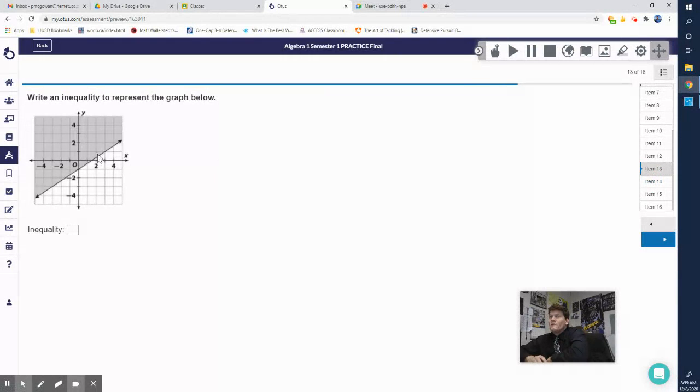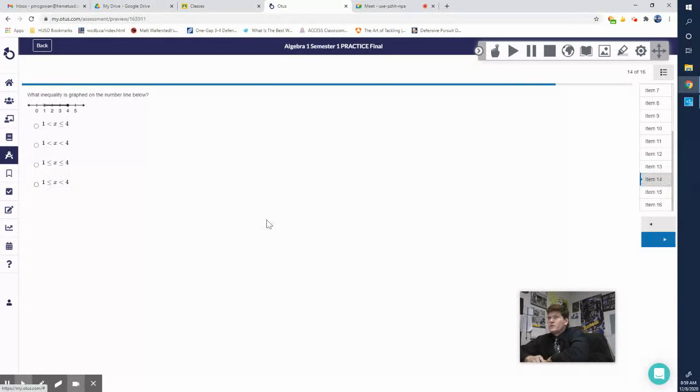Number 13, you have a graph of this inequality. Tell me what the inequality is. Y greater than or equal to, y less than or equal to, y greater than, y less than, whatever it is. Look at the y-intercept, count the slope, come up with your inequality right there. Number 14, compound inequality. Match it to one of these four. Keep it in mind, if it's an open circle, it's not underlined. If it's a closed circle, you're underlined.